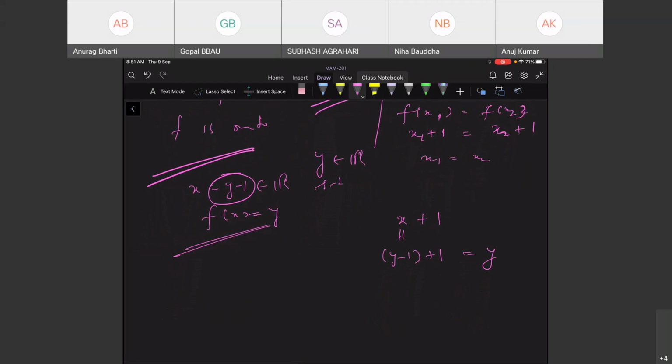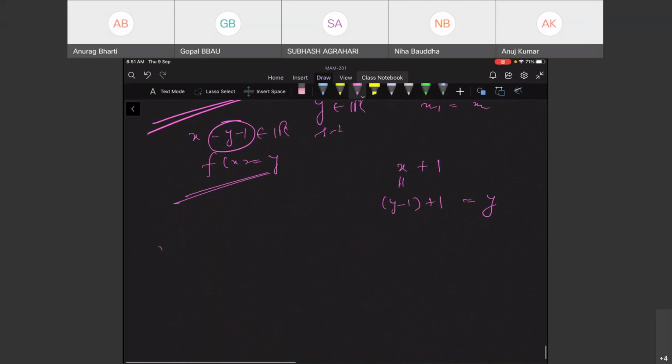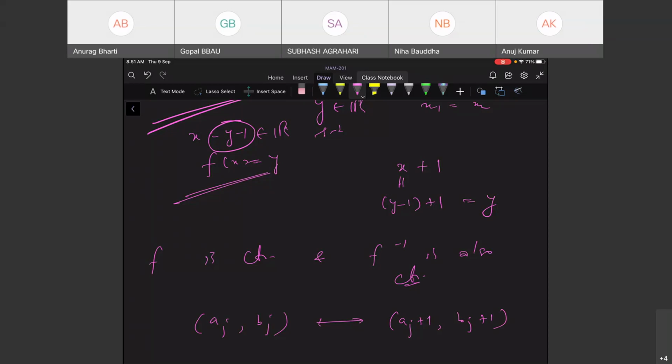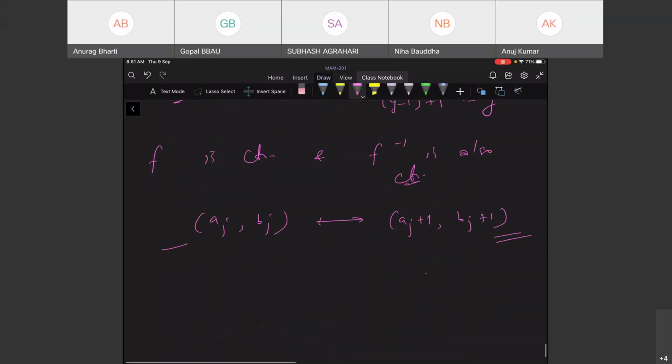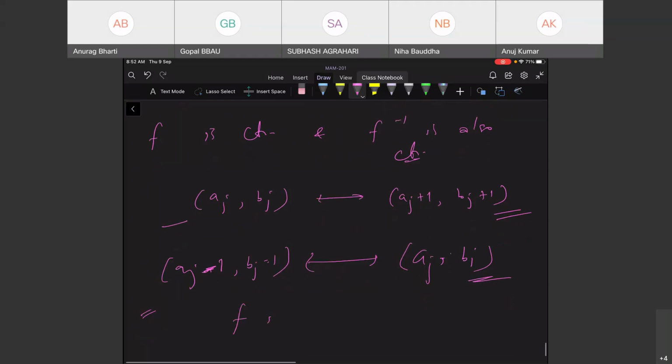And similarly, as we did in the scaling case, f is continuous and its inverse is also continuous. Why? Because any interval (aj, bj) would be mapped to (aj plus 1, bj plus 1). So an open interval will map to an open interval. And vice versa, the inverse image of (aj, bj) would be (aj minus 1, bj minus 1). The inverse image of this open interval is open in R, on the domain side. So this means f and f inverse are continuous, therefore f is a homeomorphism.